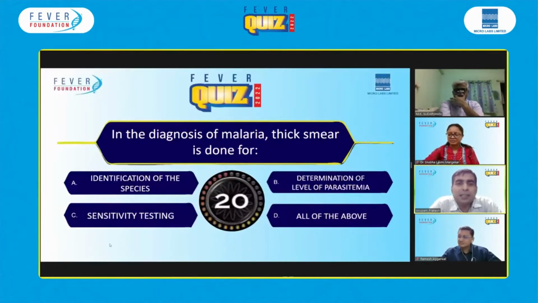In the diagnosis of malaria, thick smear is done for identification of the species, determination of level of parasitemia, sensitivity testing, all of the above. So be careful while answering this question. Your time begins now.